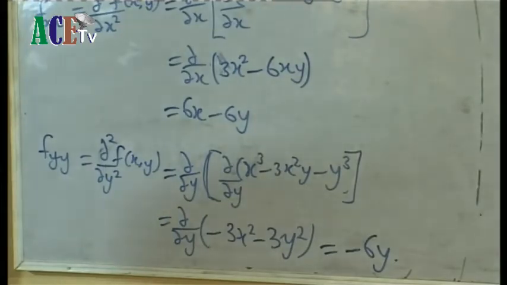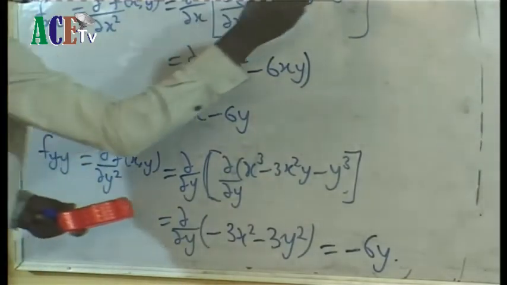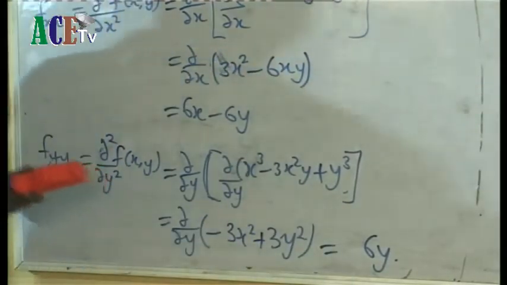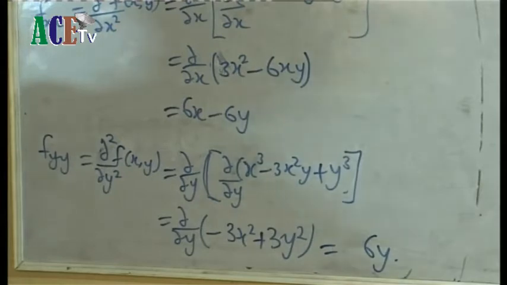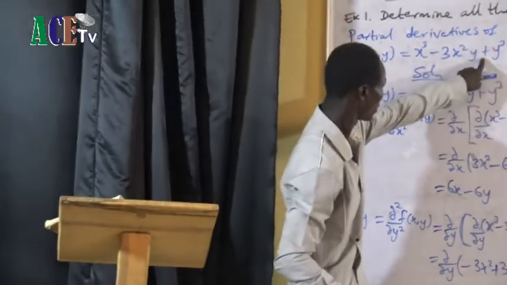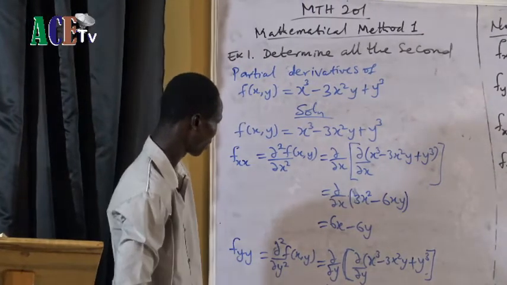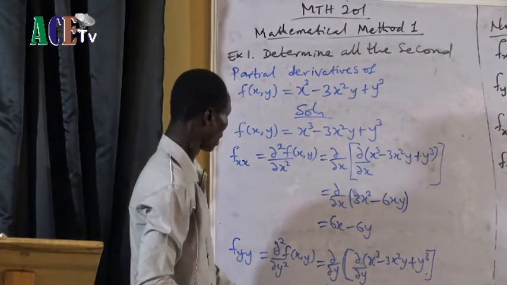Oh, I've written another thing. This plus is positive. That one will give me 6y. It's positive, sorry, it's addition. I changed it to negative, maybe because I love negative numbers. Yeah, it's correct like that.